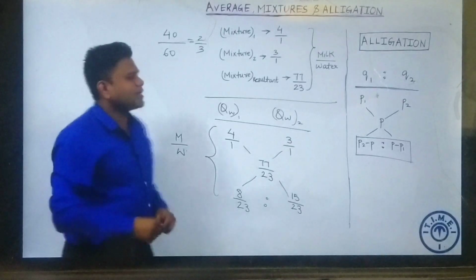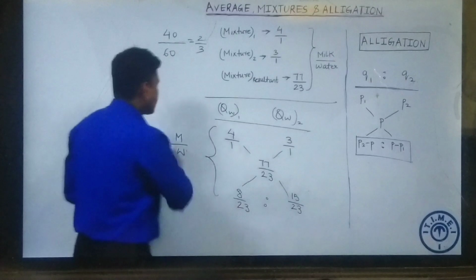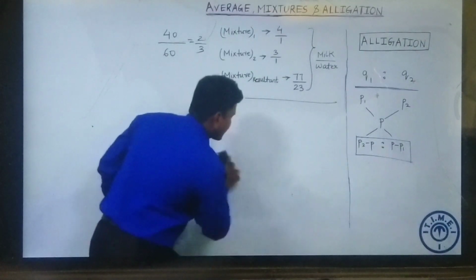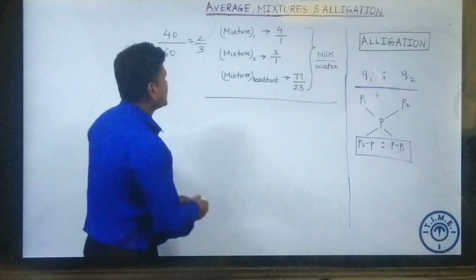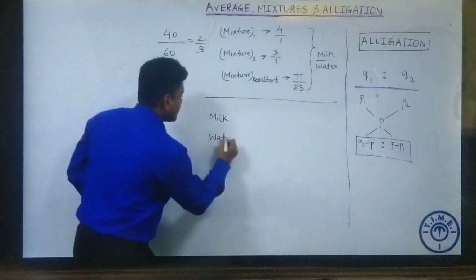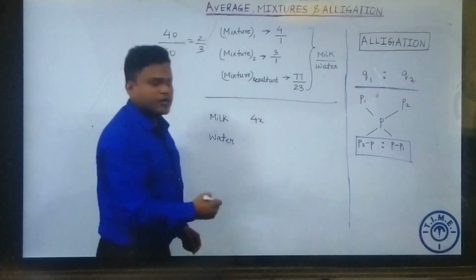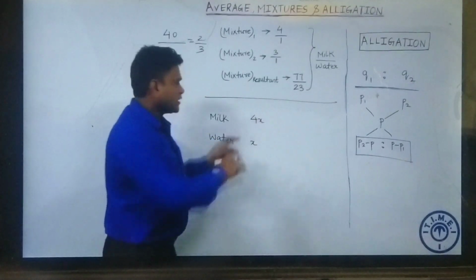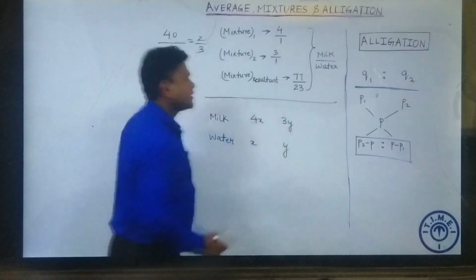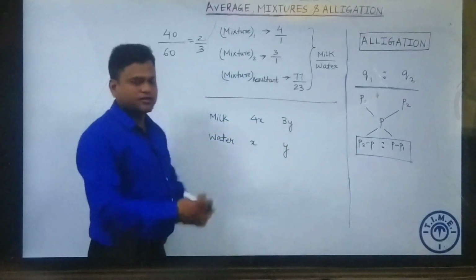So we have multiple approaches in answering this question. As a last approach, we can avoid all this alligation principle and adopt our conventional method of arriving at the answer. In that conventional method, we can say that, look, for this milk and water, in mixture number 1, let's say 4x is the quantity of milk and x is the quantity of water. Now in the second mixture, let's say this is 3y and this one is y. That's the quantity of milk here and the quantity of water here. So 3y and y, it's a different ratio.